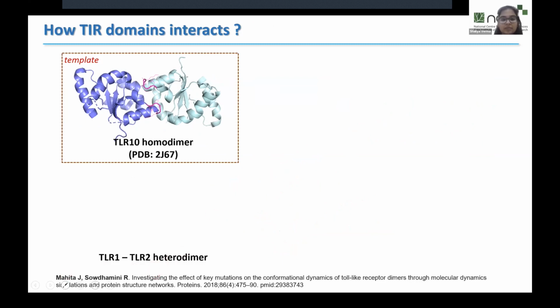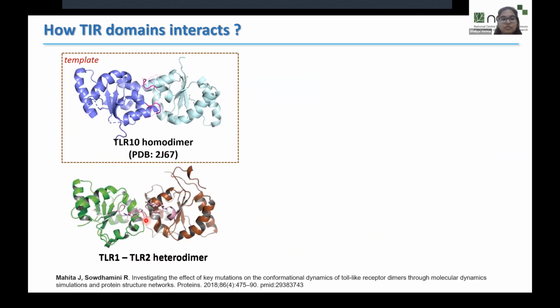lab by Mahita and ma'am, where they have shown how TLR1 and TLR2 interact, how TLR3 interacts, and how TLR4 interacts. TLR10 being the closest in terms of interaction as per most of the experimental studies and also sequence identity. So the model was built, and what we found is that the BB loop of both TLR1 and TLR2 plays a major role in the heterodimer formation.